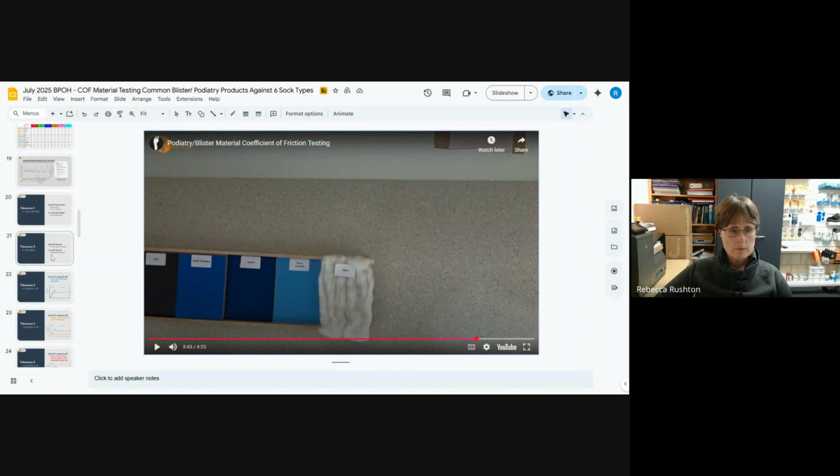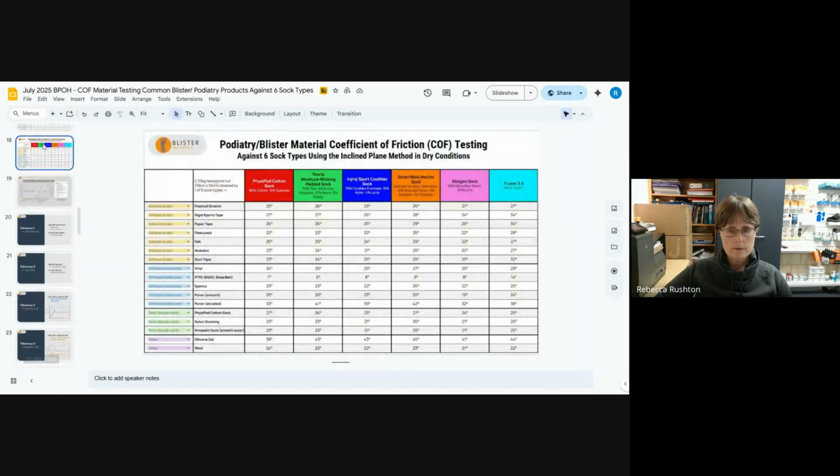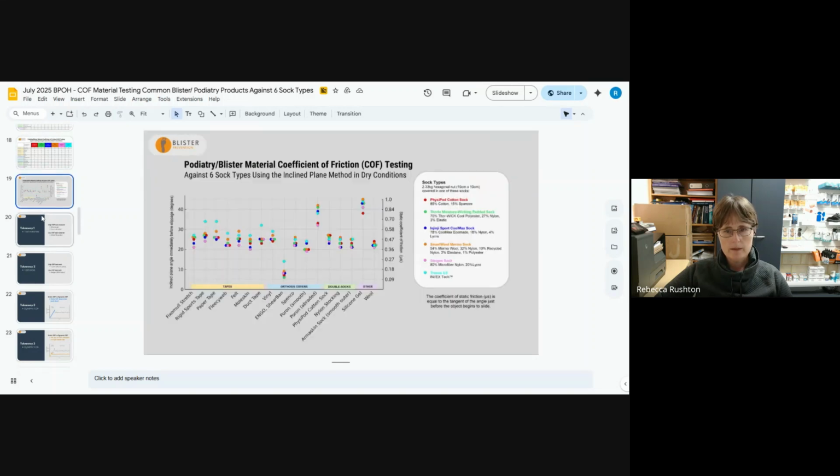Okay, so that was that. Here are the results. These are the tapes. These are the orthotic or insole covers, our double socks, and our other two little products. And these are our test socks. I've color-coded all these. It's a bit of a dog's breakfast, hard to read. It comes out better here.